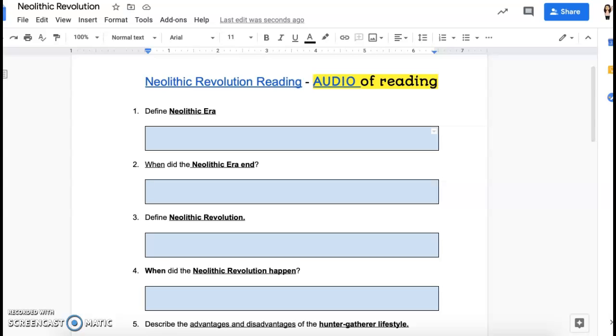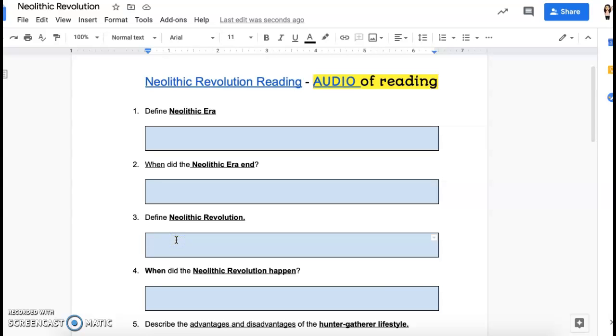Number 1, define Neolithic era and type your answer in the box here. Number 2, when did the Neolithic era end? And type your answer in the box here.